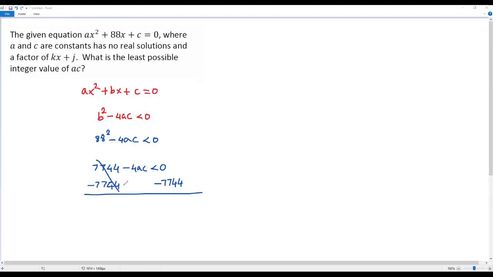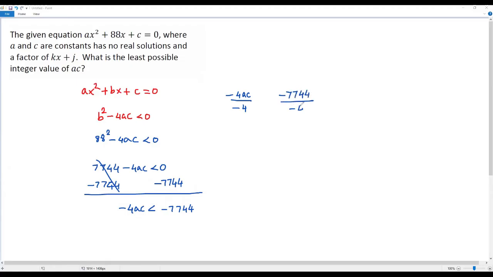Then this positive value and negative value will cancel out. We get −4ac. When I combine this 0 and this one, I am getting −7744. Okay, now to solve for ac, we have to get rid of this −4, which is multiplied by ac. For that, we have to divide both sides of this inequality by −4. Here let me divide the left side −4ac by −4, and the right side −7744 by −4.